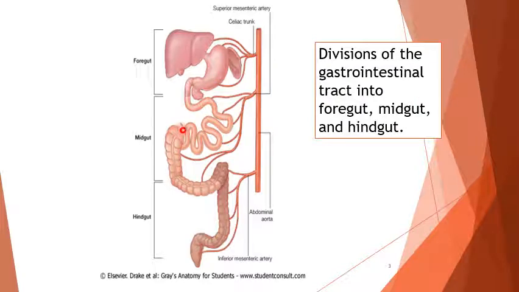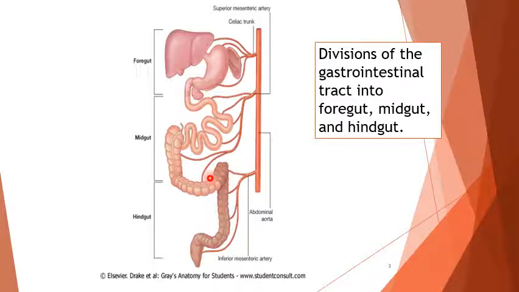The appendix and cecum lie here. Then the ascending colon, and the right 2/3 of the transverse colon. So all of this is included in the midgut, and it also includes the lower half of the head of the pancreas. So this is the midgut from here to here.